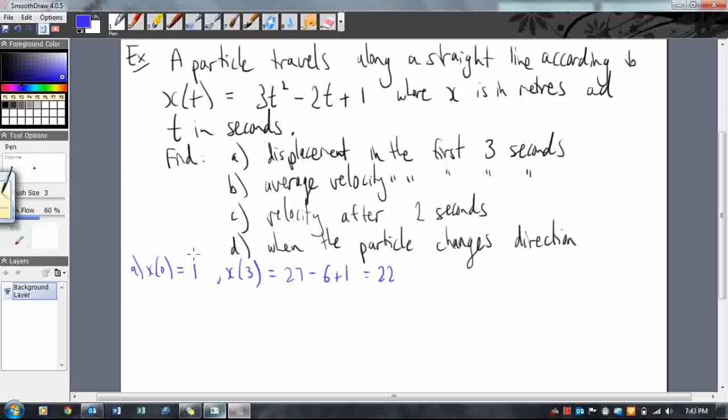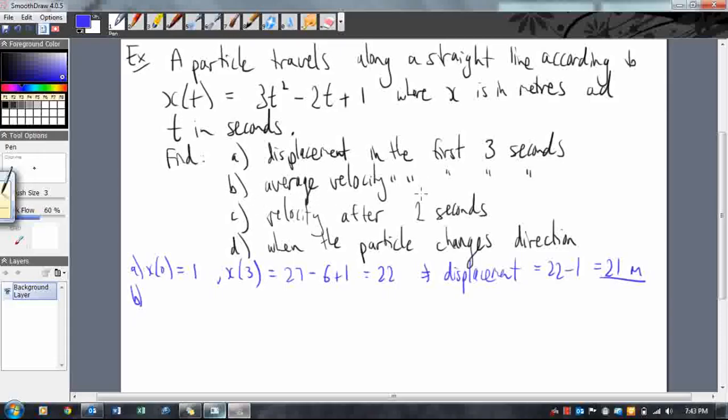Okay, so its position, it started at 1, it finished at 22, therefore its displacement is equal to 22 minus 1 equals 21 meters. And so that's your answer. Okay, how much has it moved? That's what displacement is asking. Not the total distance travelled, just how far has it ended up from where it started.